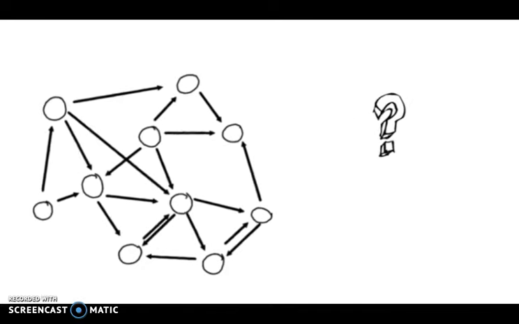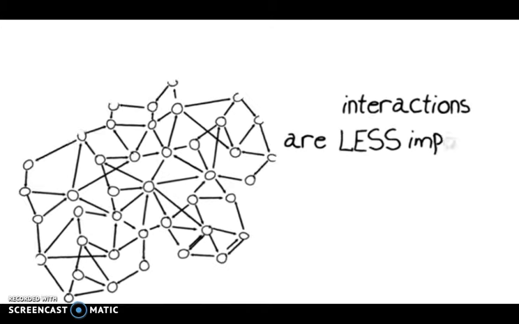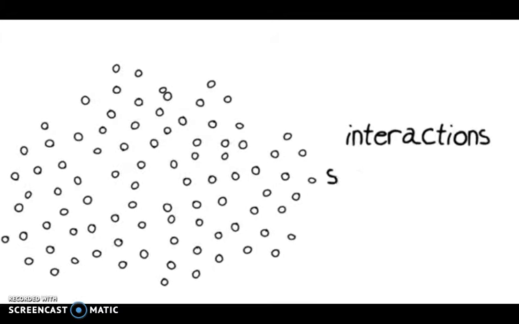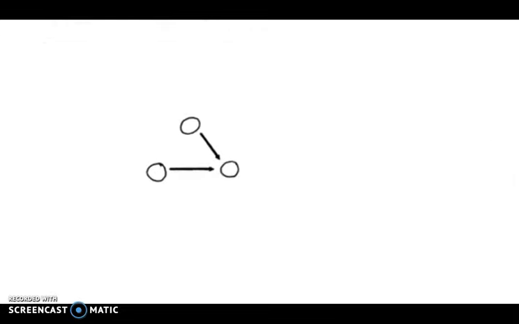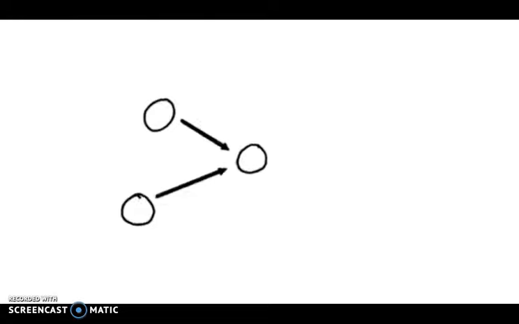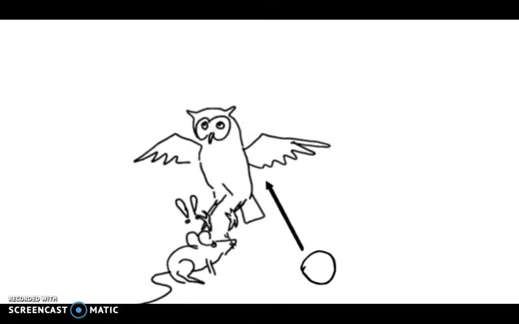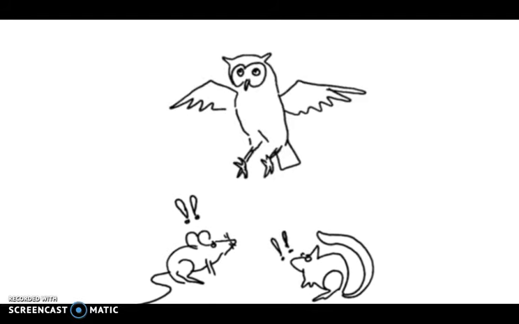And here's something that might be counterintuitive. These interactions become less important the more species you have within a network. You can think of it as the interactions being spread among more players. But what happens when there are fewer players? Let's say we've got a really super simple set of interactions where this owl is eating that mouse, but can also eat this squirrel. This gives the owl options.